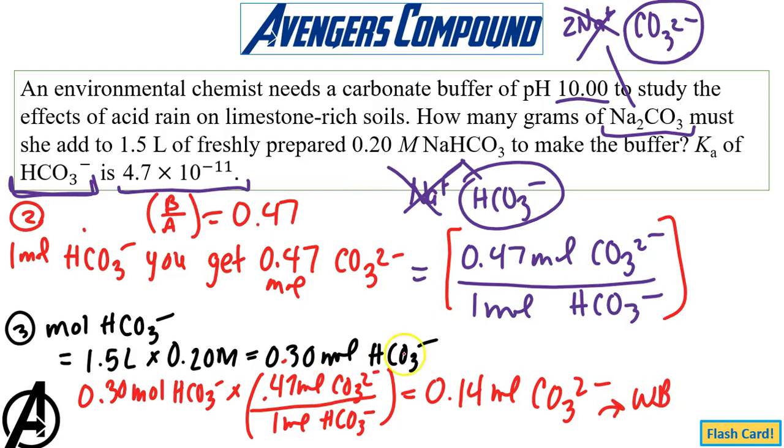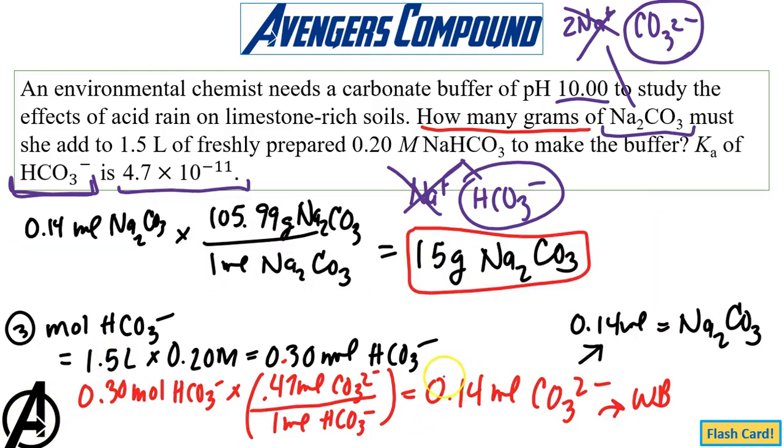Now, of course, I have to go further and figure out how many grams of my Na2CO3 must I add to this 1.5 liters of this buffer in order to be able to get the pH of 10.0 that I'm looking for. So let's go ahead and put our moles of CO3 2 minus into grams. So I'm going to take my 0.14 mole of CO3 2 minus, which is the same thing as saying 0.14 mole of Na2CO3, and I'm going to use the molar mass of Na2CO3 to find the grams of Na2CO3. So 0.14 moles multiplied by 105.99 grams of Na2CO3 is going to give me 15 grams of Na2CO3.